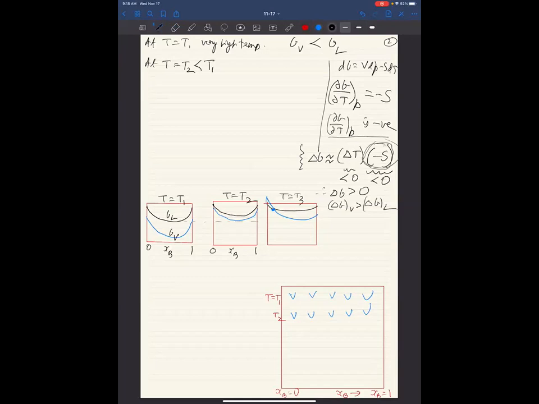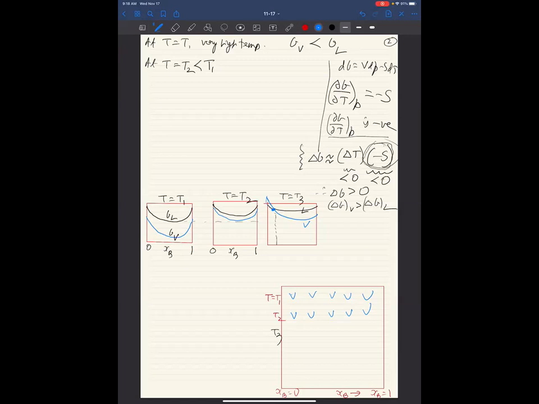But something interesting happened at T3. At T3, if you are until this composition, which one has lower free energy, liquid or vapor? Liquid. And what happens at that crossover? Vapor becomes lower. So you can see a phase transition is happening, right? As we change the composition.